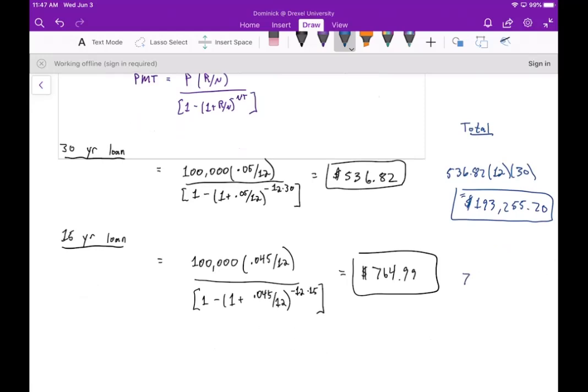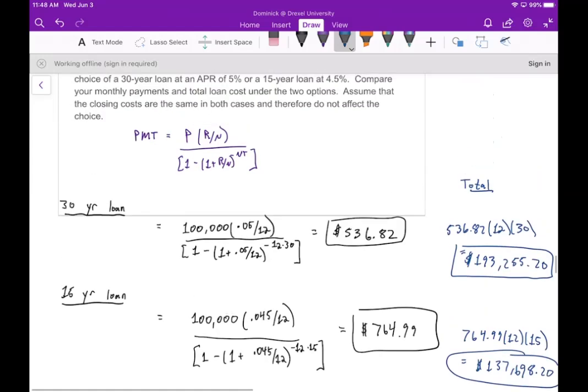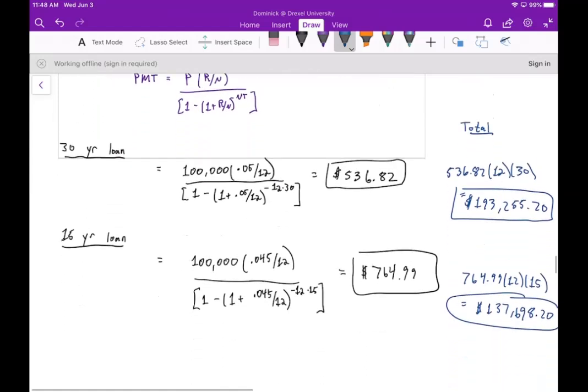Now in the other scenario, you have $764.99 times 12, but only times 15 in this case. So if I do $764.99 times 12 times 15, we're going to pay $137,698.20. So in this case, you're paying significantly less in interest, but you would have to fork over a fair bit more in regards to the monthly payment in regards to the other option, right? So again, pros and cons of both of these types of options.